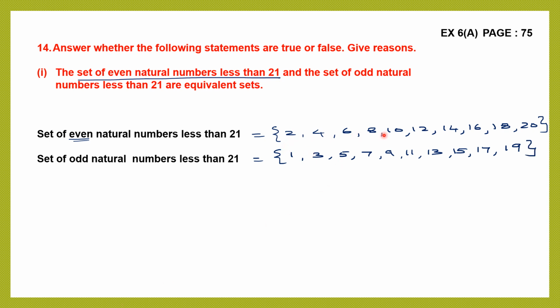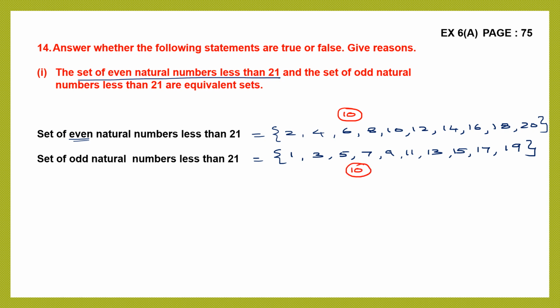1, 2, 3, 4, 5, 6, 7, 8, 9, 10. So here we have 10 elements. Let's count here also and see. 1, 2, 3, 4, 5, 6, 7, 8, 9, 10. So here also we have 10 elements.